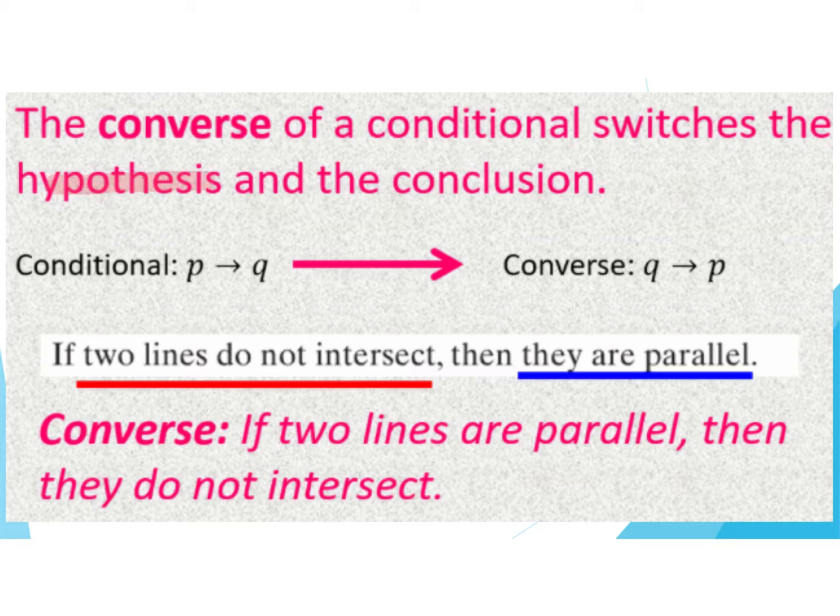So if the hypothesis, or the first part of the statement, is P, in the converse it becomes the second part of your if-then statement. And similarly, the conclusion, the second part of the if-then, becomes the first part. So if two lines do not intersect, then they are parallel. The converse switches the order, so I say if two lines are parallel, then they do not intersect.